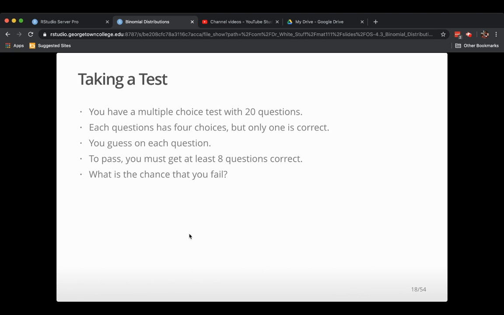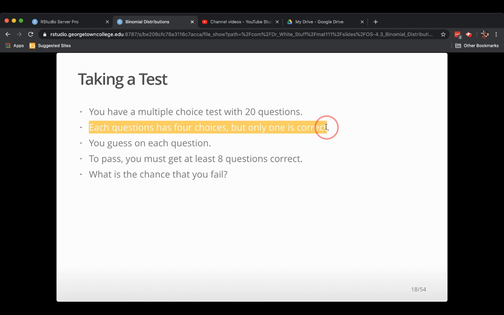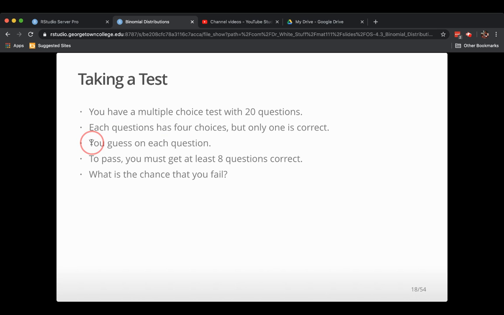Let's give ourselves a binomial situation and a binomial random variable to work with. Let's say that you are faced with a multiple choice test that has 20 questions on it. Each question has 4 choices, but only one is correct. So there's really 2 outcomes for each question, correct and not correct. And let's say you just don't know anything, so you guess on each question.